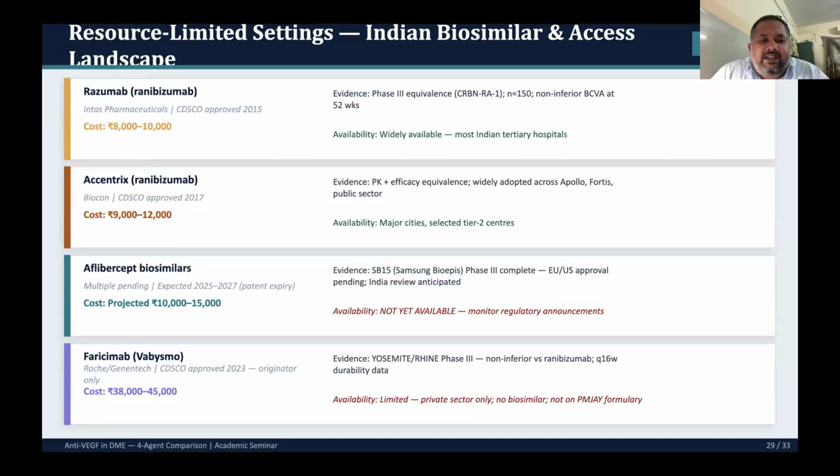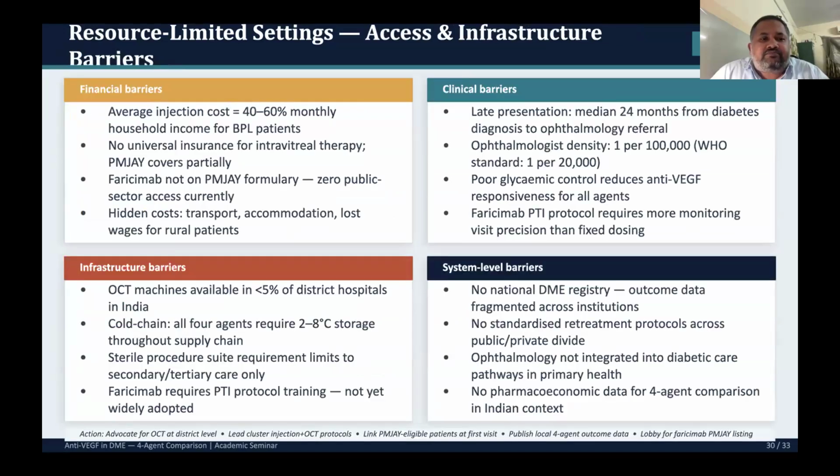And this is again going into costs. So there are financial barriers, there are infrastructure barriers, there are clinical barriers, there's system level barriers. The average injection cost in many parts is 50 to 60% of monthly household income for BPL patients. There's no universal insurance for intravitreal therapy. And hidden costs are transportation, accommodation, lost wages for rural patients. These have to be taken into account while accounting for injection burden.